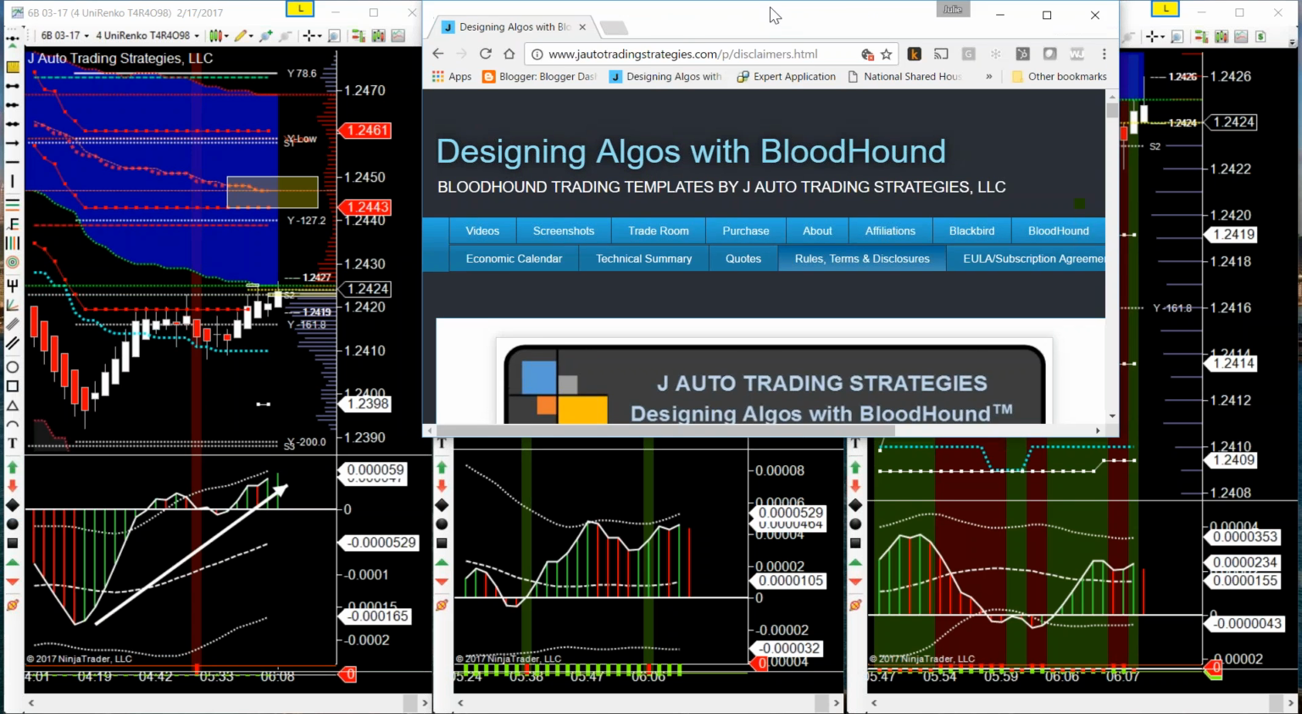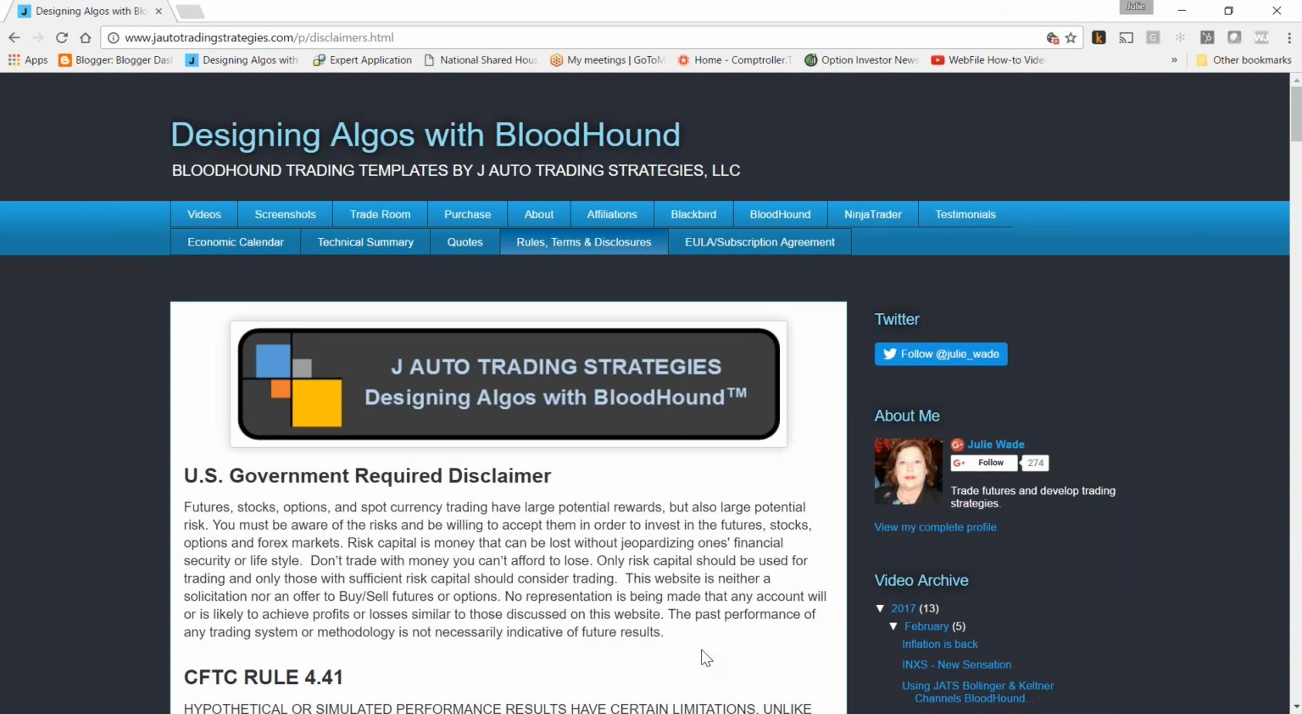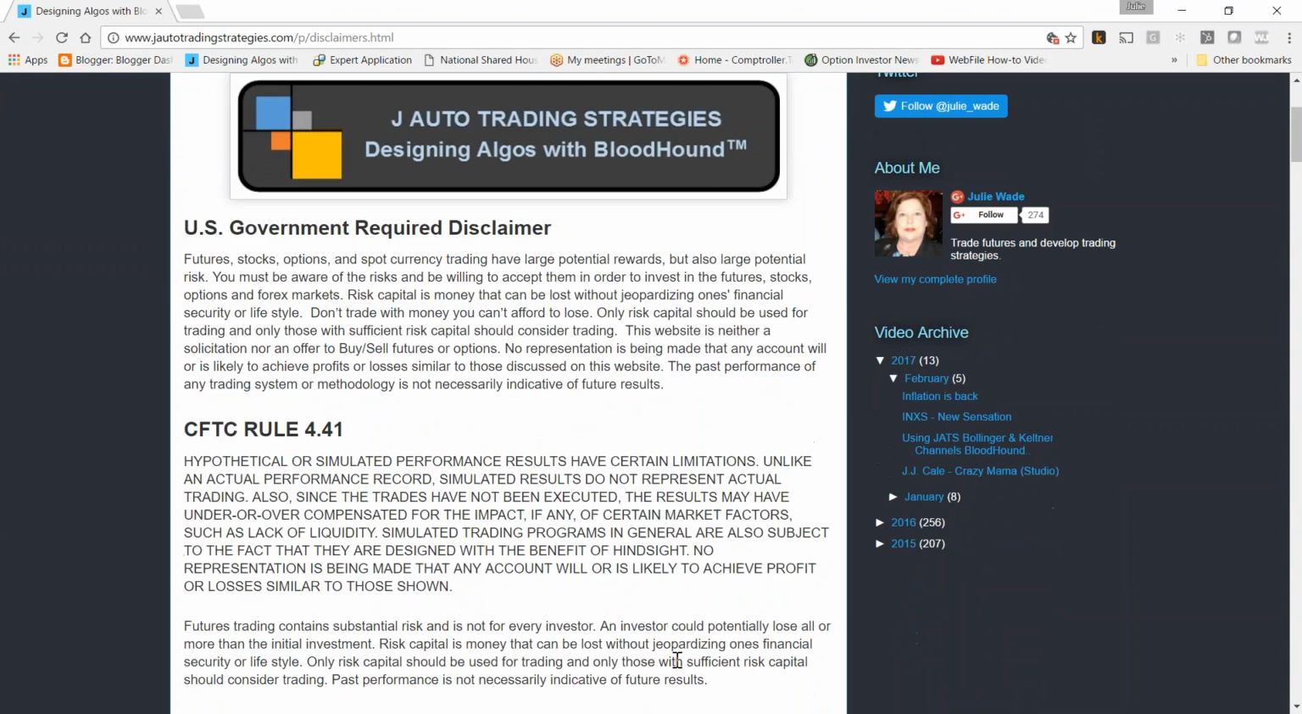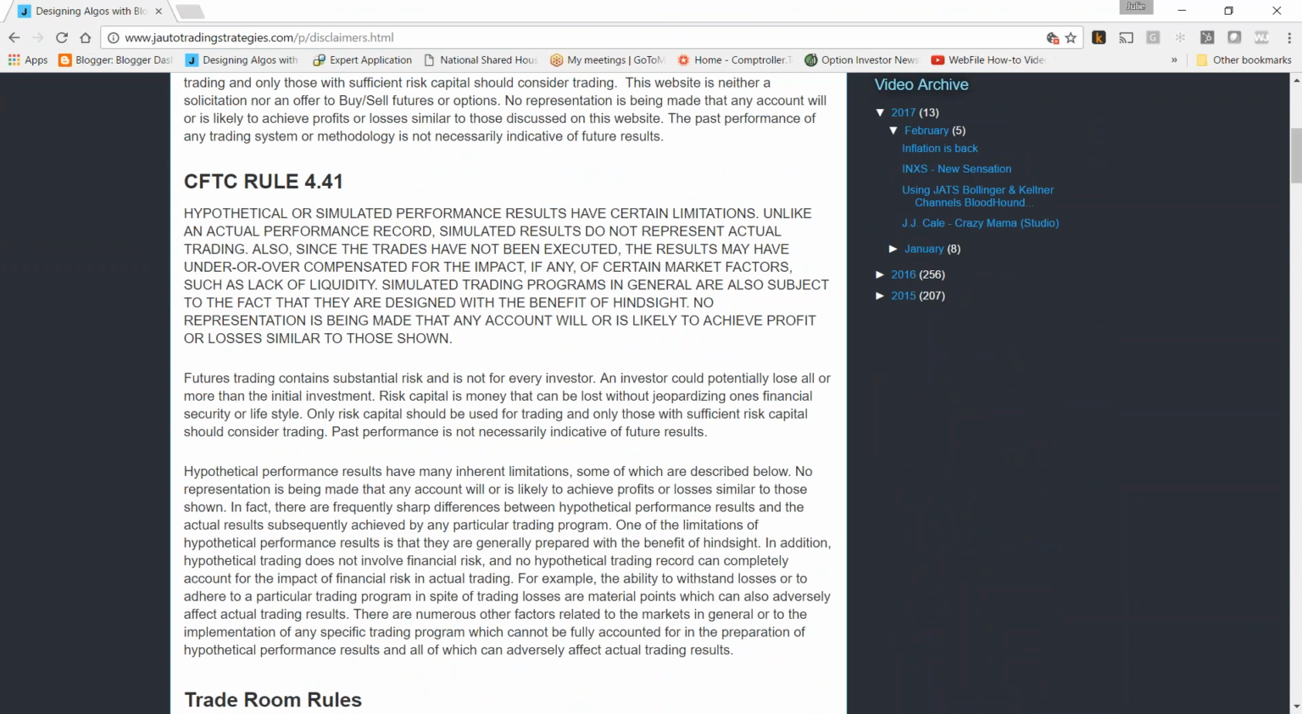And of course, the quickest way to lose your money is to trade. So please look at the United States government required disclaimer and the CFTC rule 4.41, and always sim trade before you put your money at risk in the market in a live account.